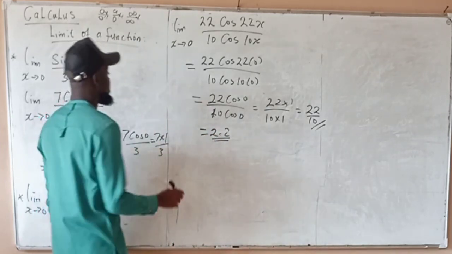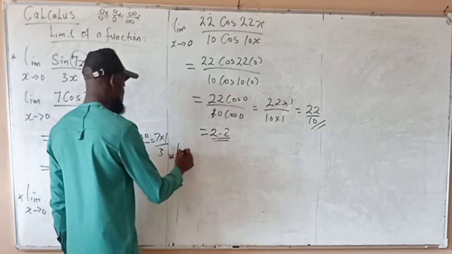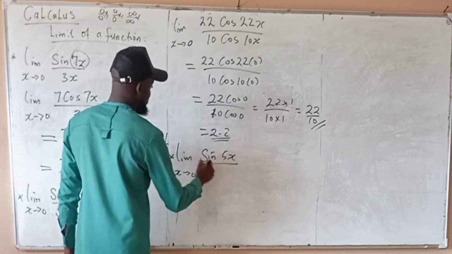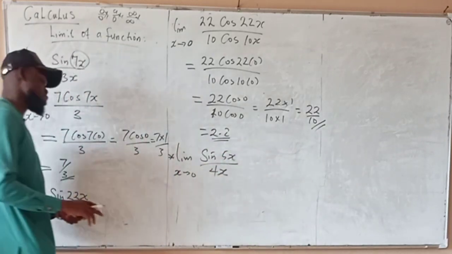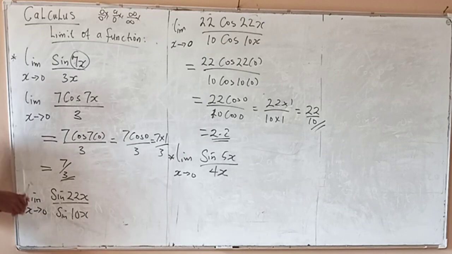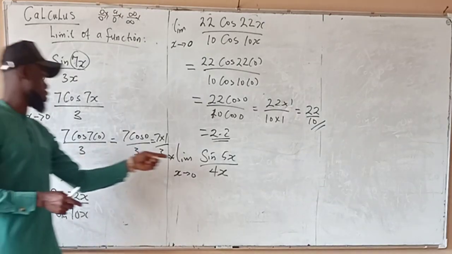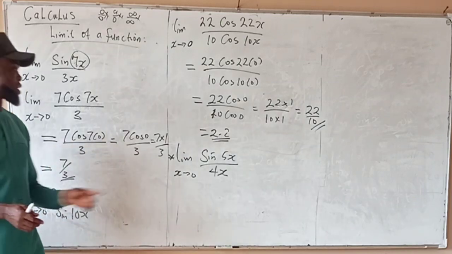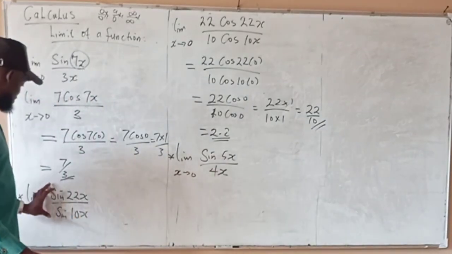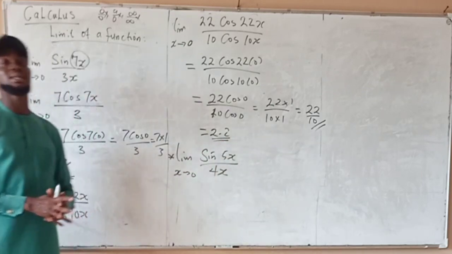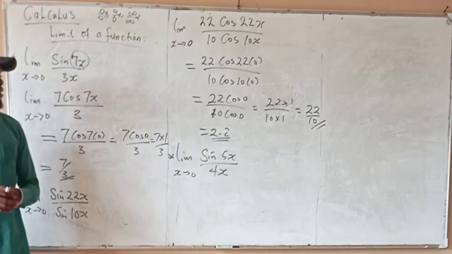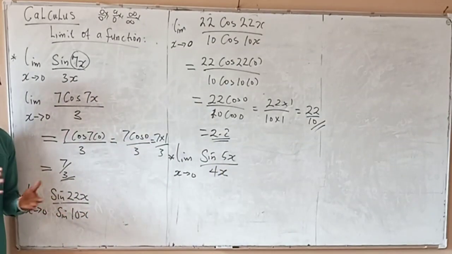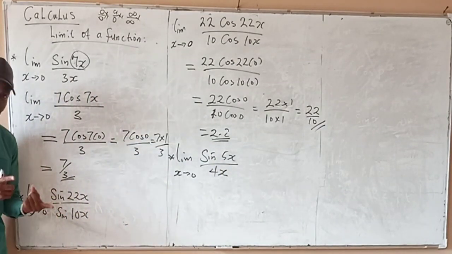So the next is the limit as x approaches 0 of sine 5x over 4x. Now there's a shortcut for this. Let me teach you a very good shortcut that you can use to cut this question short. Number one, the terms here must be sine, must not be cos. Take note, must not be cos terms, must be sine terms.